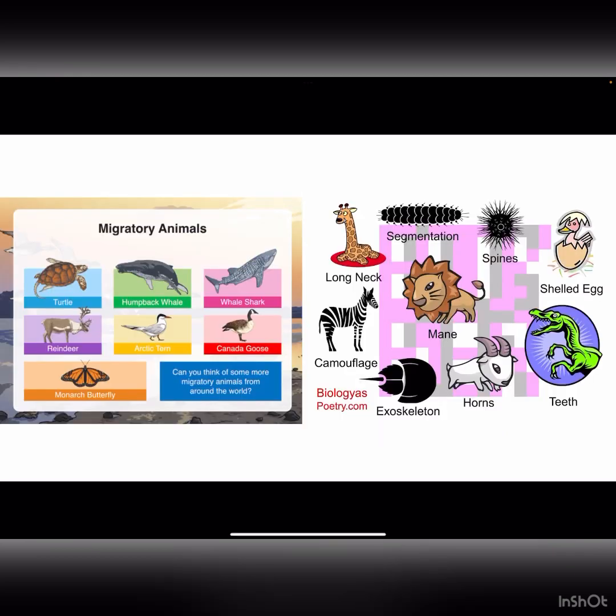Here we have a few more examples. Migration is an example of a behavioral adaptation. These animals migrate either for mating or survival reasons, both of which increase reproductive success. On the right, there's a bunch of morphological adaptations that you can go ahead and read through if you want to. So hopefully now you're starting to see what I mean by the word adaptation and how vast of a term it can be.